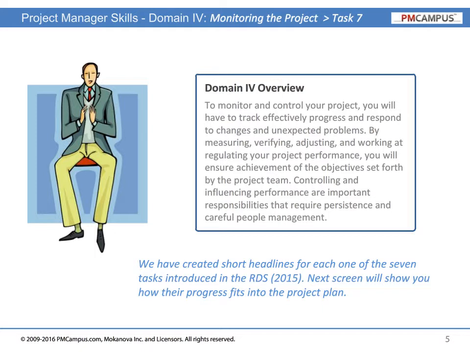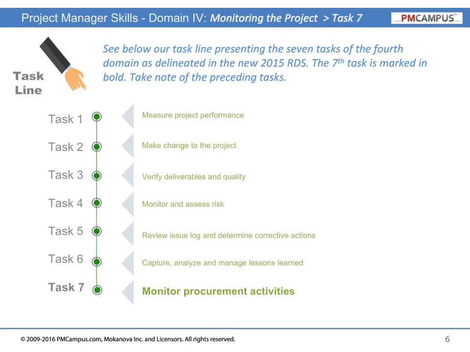We have created short headlines for each one of the 7 tasks introduced in the RDS 2015. The next screen will show you how their progress fits into the project plan. See below our task line presenting the 7 tasks of the 4th domain as delineated in the new 2015 RDS. The 7th task is marked in bold. Take note of the preceding tasks.